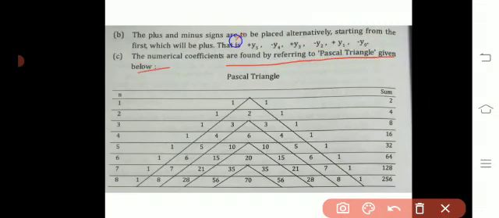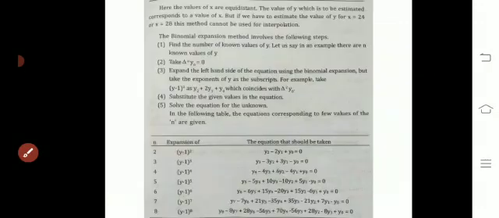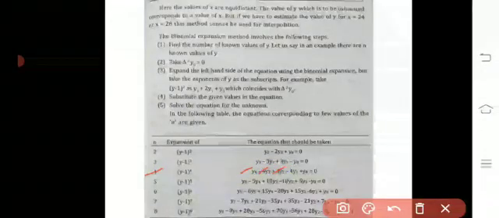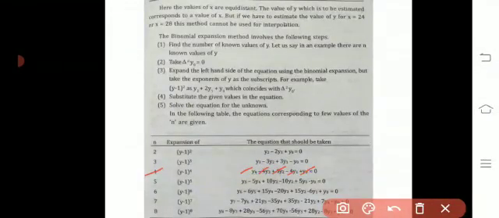Whatever coefficients we are using here, or in the previous slide, we will see. Here are the coefficients we have used. For example, n equal to 4. We have used the coefficients 1, 4, 6, 4, 1. Coefficients of y are 1, 4, 6, 4, 1 for n equal to 4.